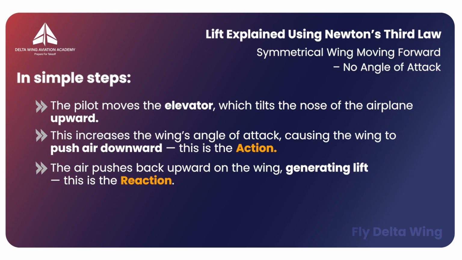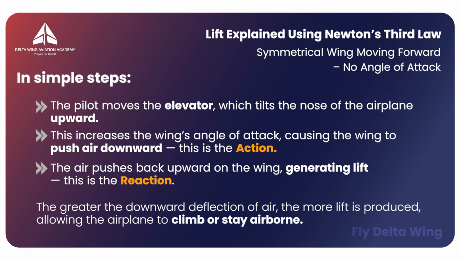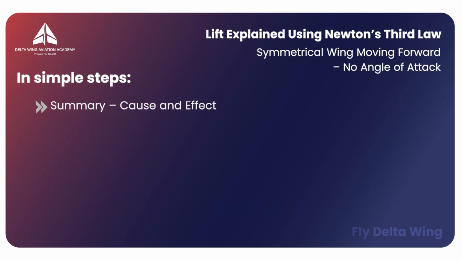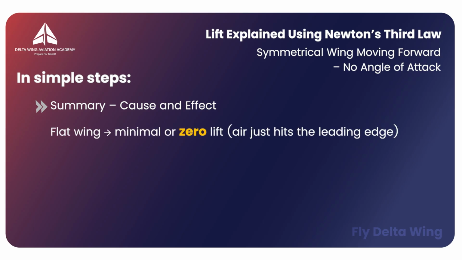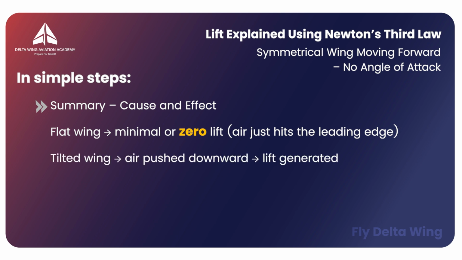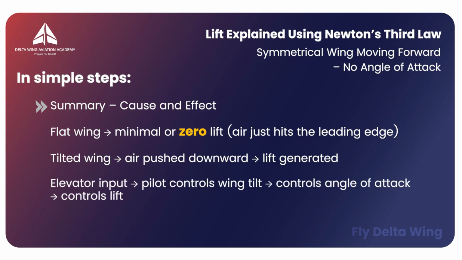This is the reaction. The greater the downward deflection of air, the more lift is produced, allowing the airplane to climb or stay airborne. 4. Summary, cause, and effect. Flat wing leads to minimal or zero lift. Air just hits the leading edge. Tilted wing pushes air downward, and lift is generated. Elevator input from the pilot controls wing tilt, and angle of attack controls lift.